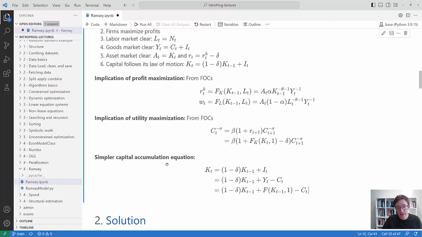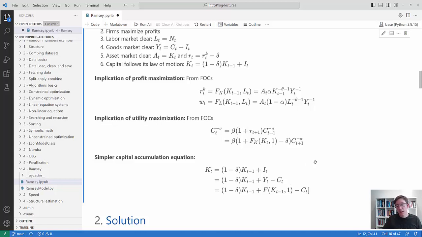We can also rewrite the capital accumulation equation as I stated before, where instead of investment I write output minus consumption, because if the goods market clears, that must hold, and I can write production as the production function where I substitute in that we know that because labor is exogenous, it will always be equal to 1. Okay, so this is just the model.